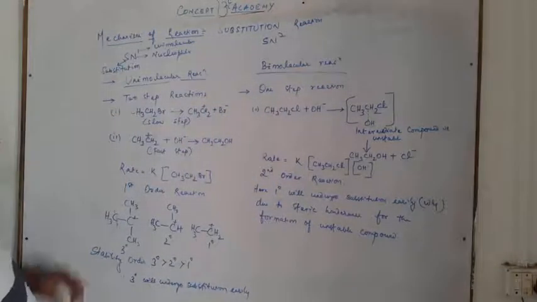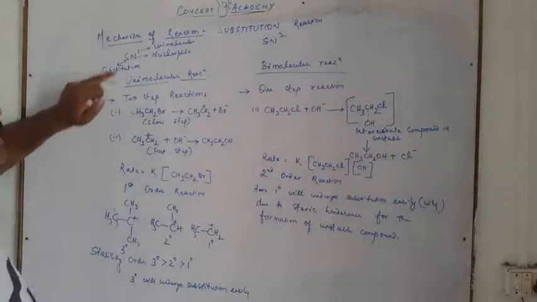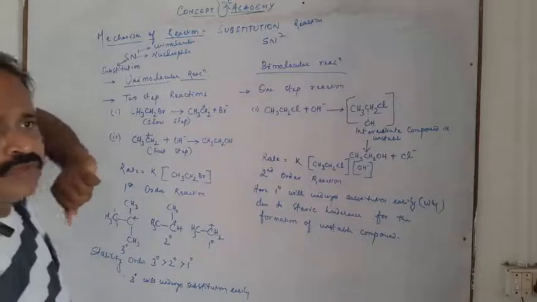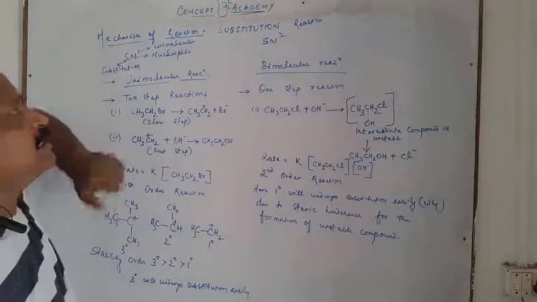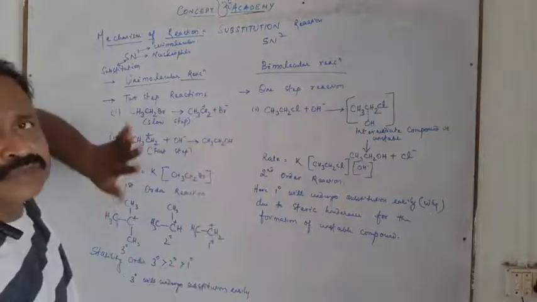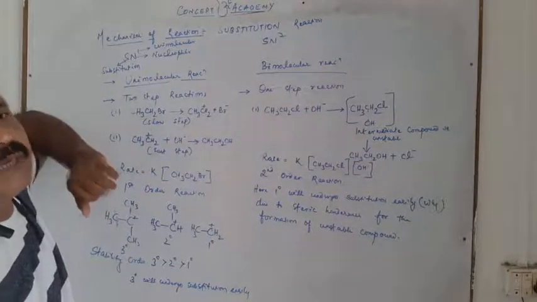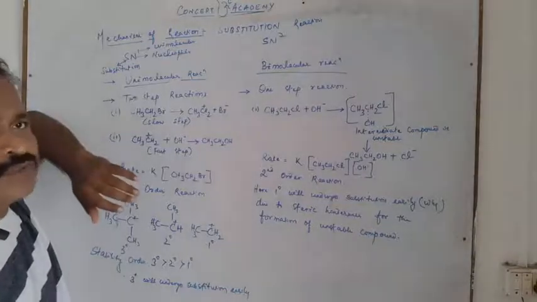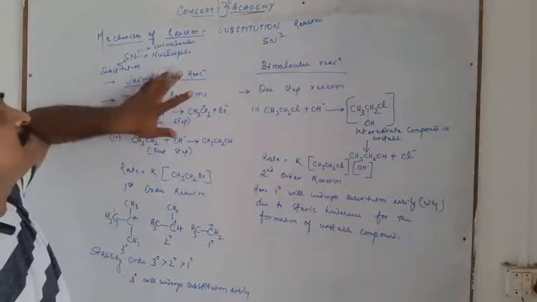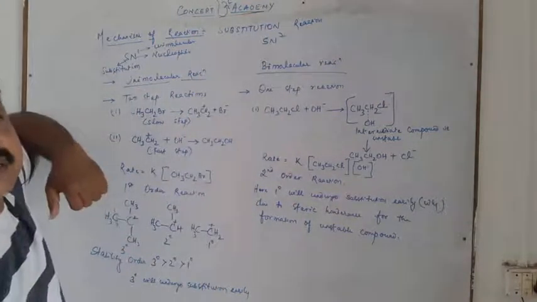Well, in SN1, S stands for substitution, N stands for nucleophilic, and 1 stands for unimolecular. Similarly, in case of SN2 also, S stands for substitution, N stands for nucleophilic, and 2 stands for bimolecular reaction. So simply we can write, this is a unimolecular reaction, this is a bimolecular reaction.